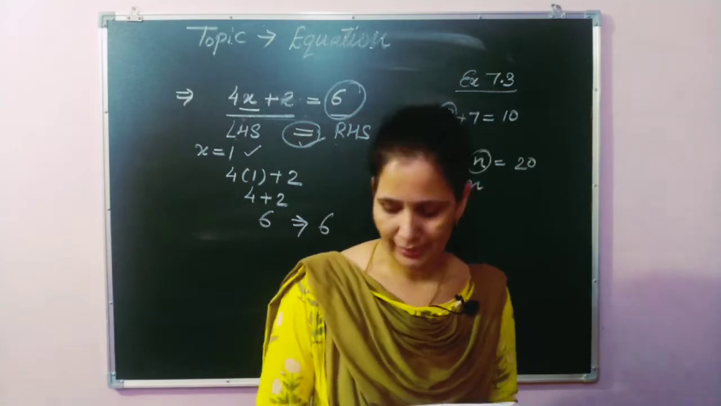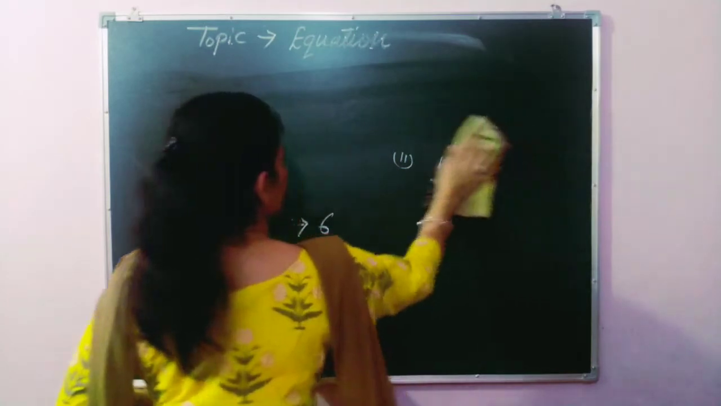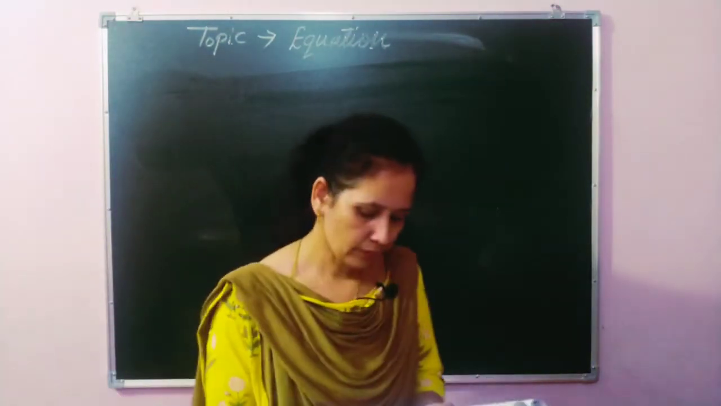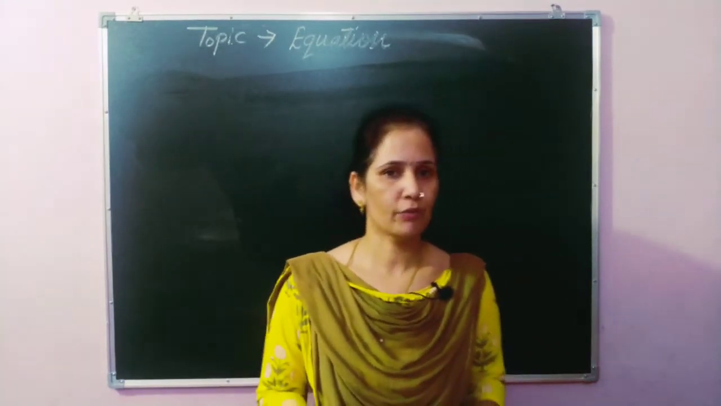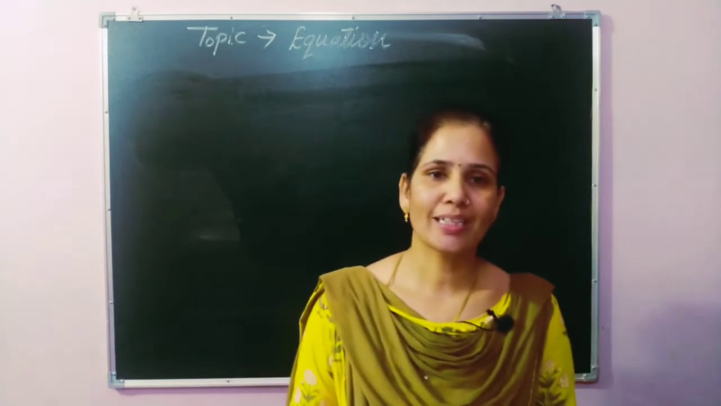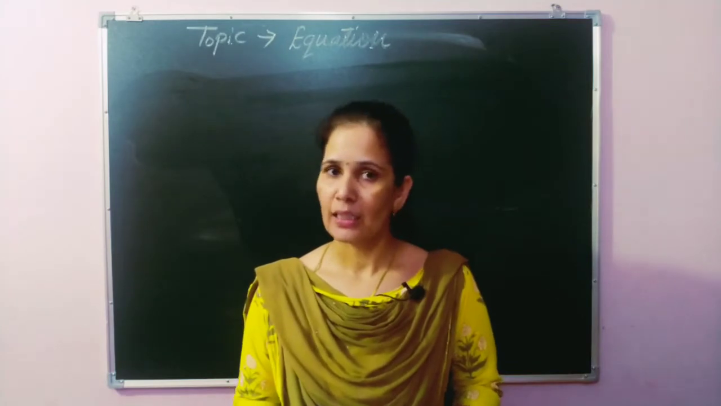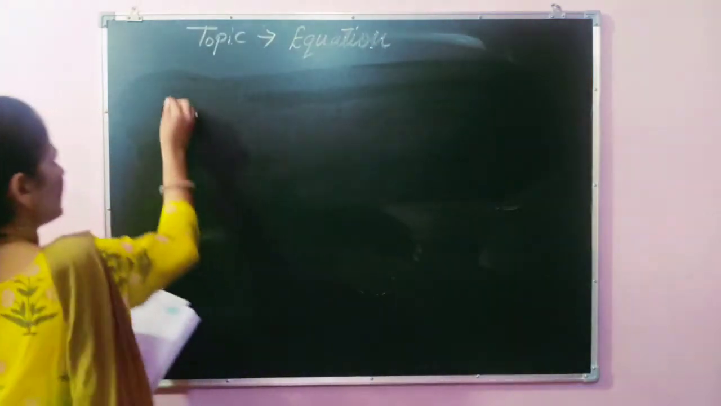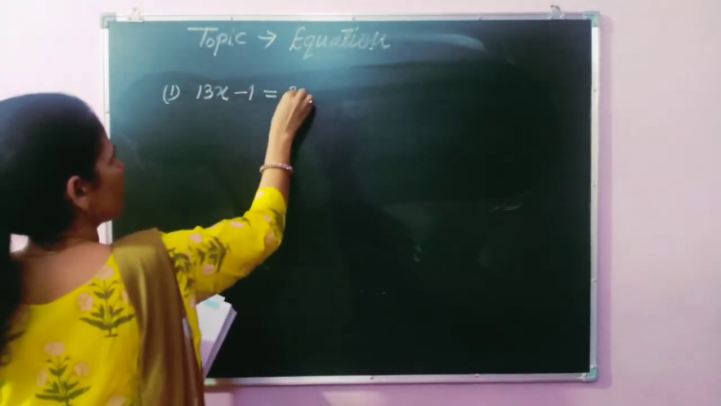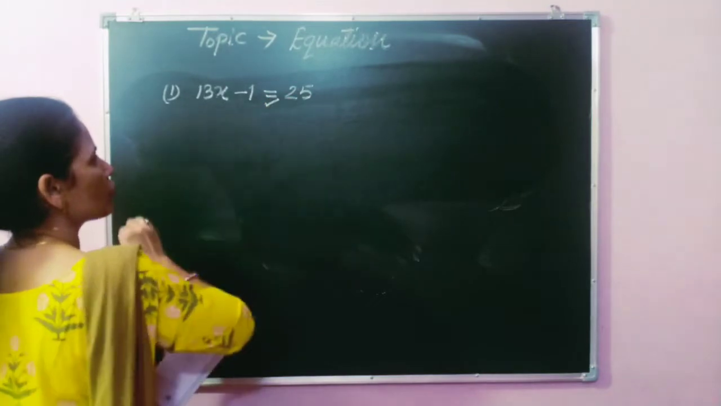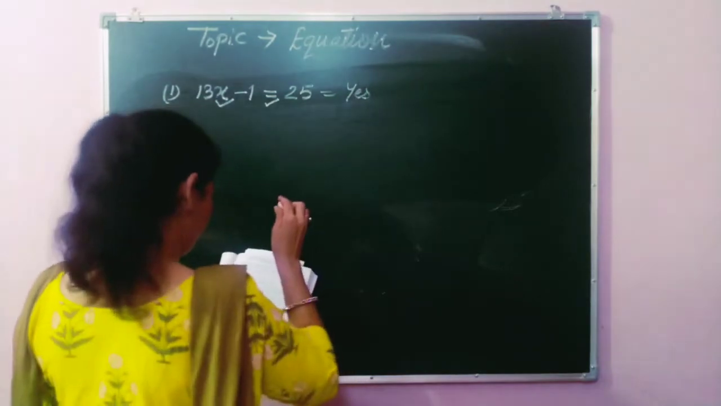Now move to question number 2. In question number 2, which of the following are equations? Students, before I explain this, what are the conditions for an equation? First, the equal sign should be there between the two statements. Second, the variable should be there. The first one is 13x minus 1 equals 25. Here the equal sign is given and the variable is also given. So we can say yes, this is an equation.